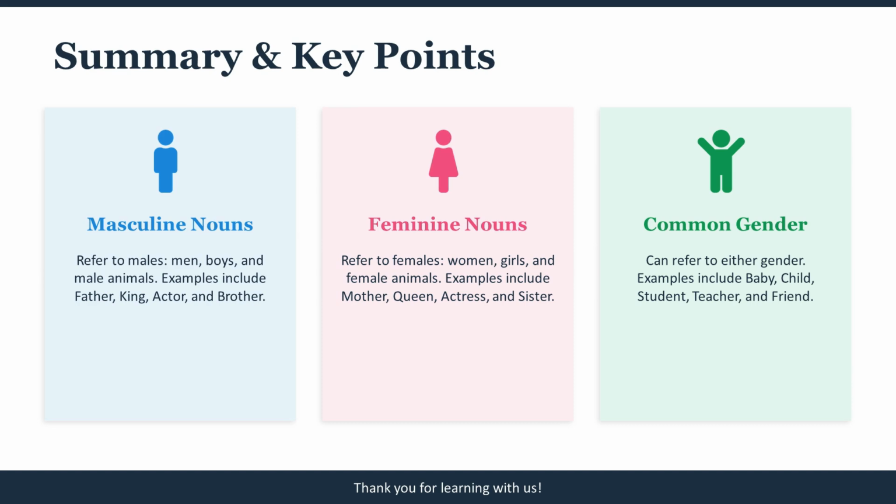Let us quickly recap what we have learned today. First, masculine nouns are words that refer to males, including men, boys, and male animals. Common examples are father, king, actor, and brother. Second, feminine nouns are words that refer to females, including women, girls, and female animals. Common examples are mother, queen, actress, and sister. Third, common gender nouns are words that can refer to either males or females. Examples include baby, child, student, teacher, and friend.